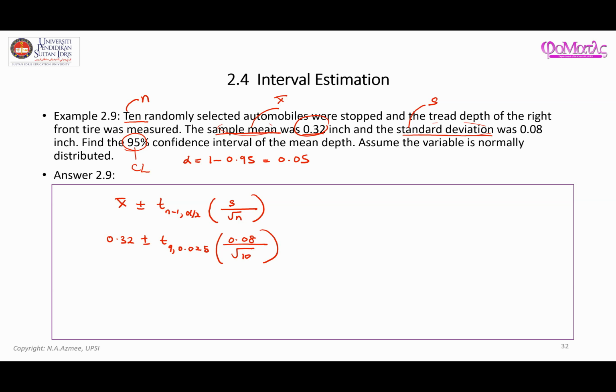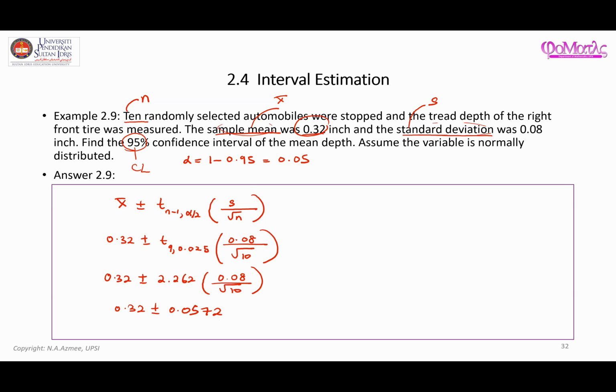From the table you can look at degrees of freedom 9 and alpha of 0.025, so it is quite straightforward really, and you will see that the value of the t quantile is going to be equal to 2.262, times 0.08 over square root 10. Punch the values into your calculator, and you will get 0.0572.